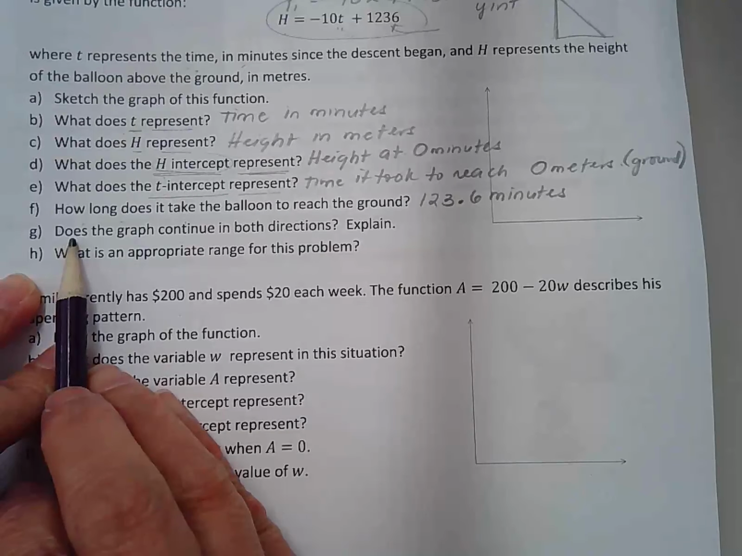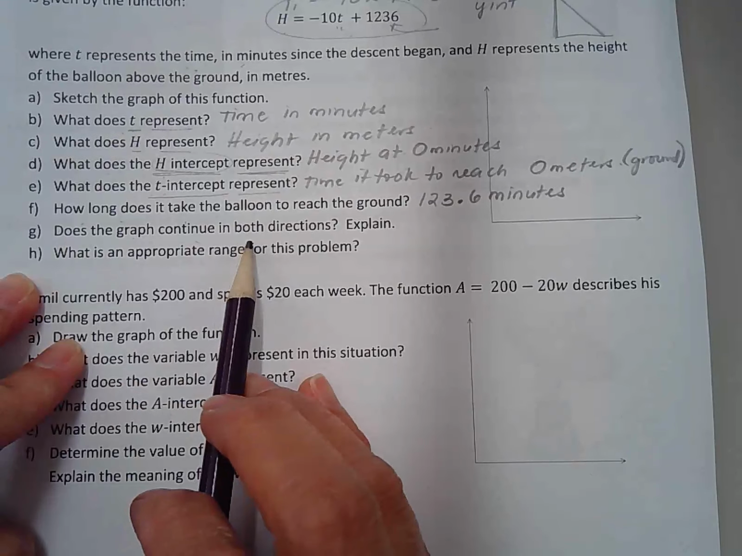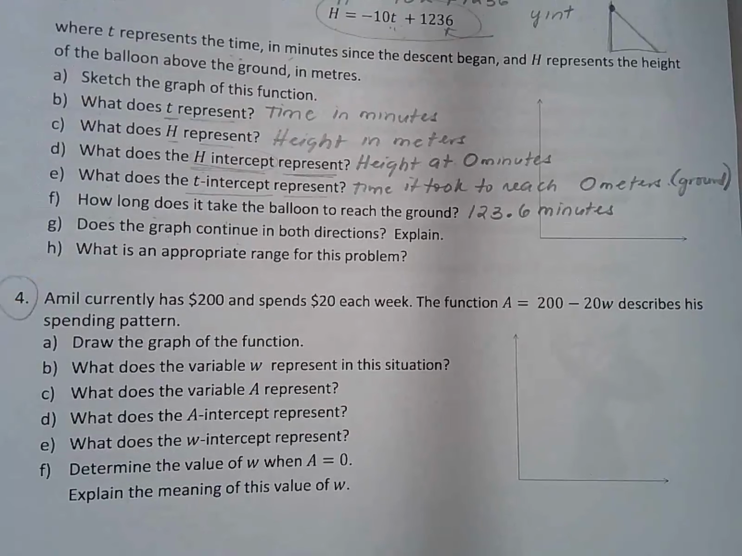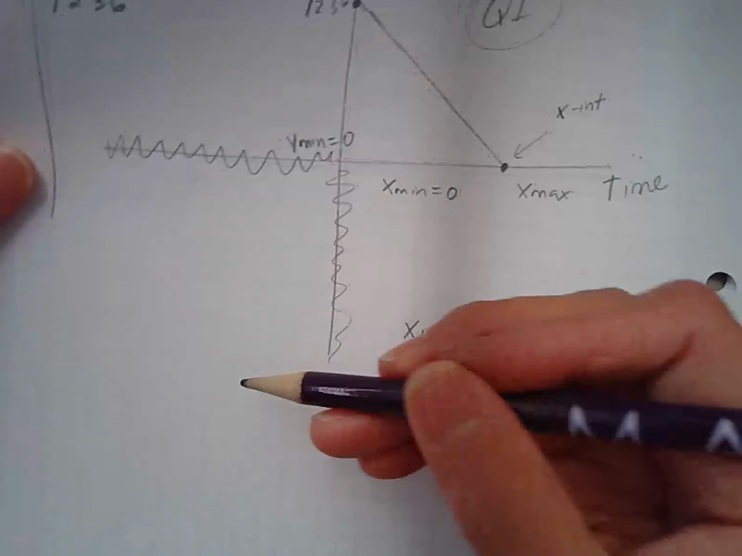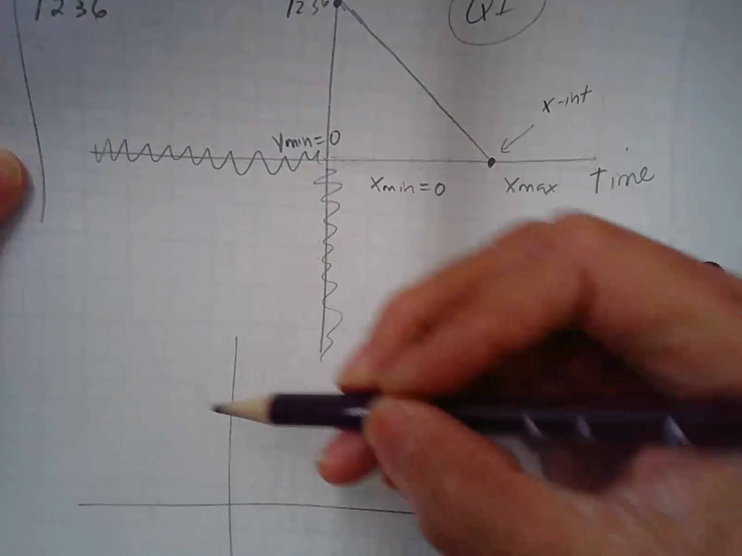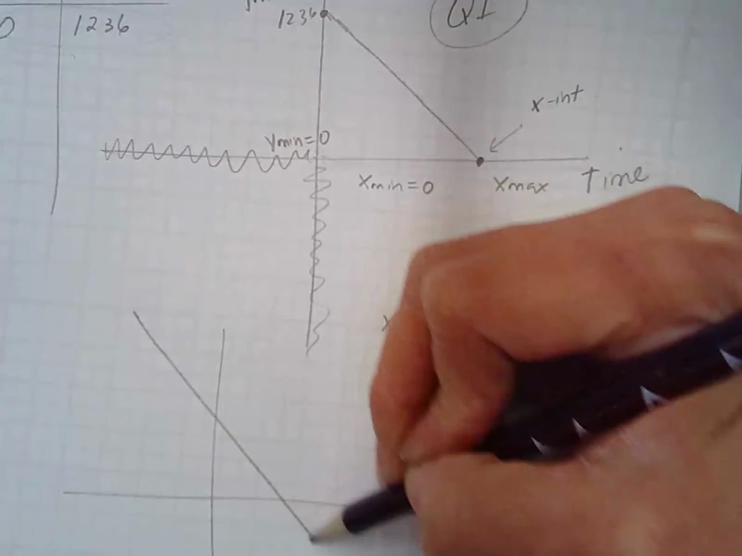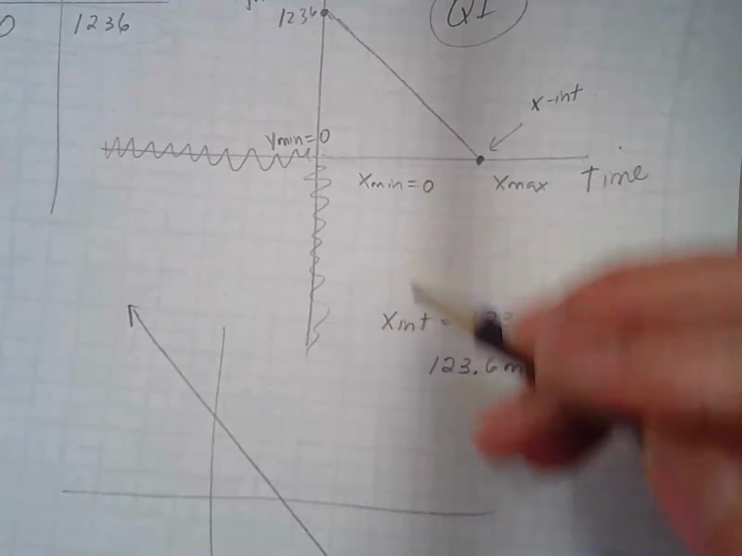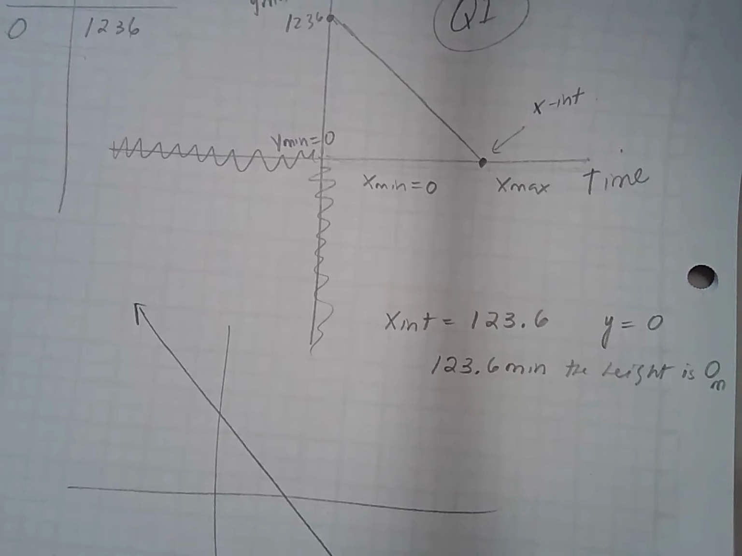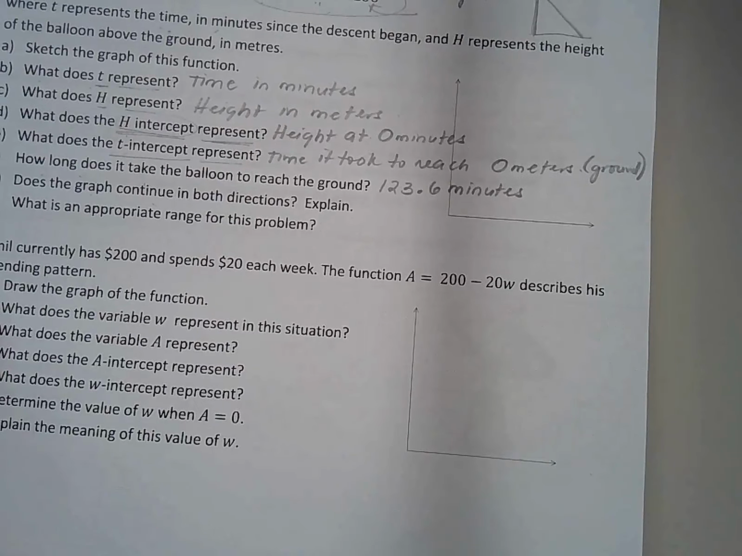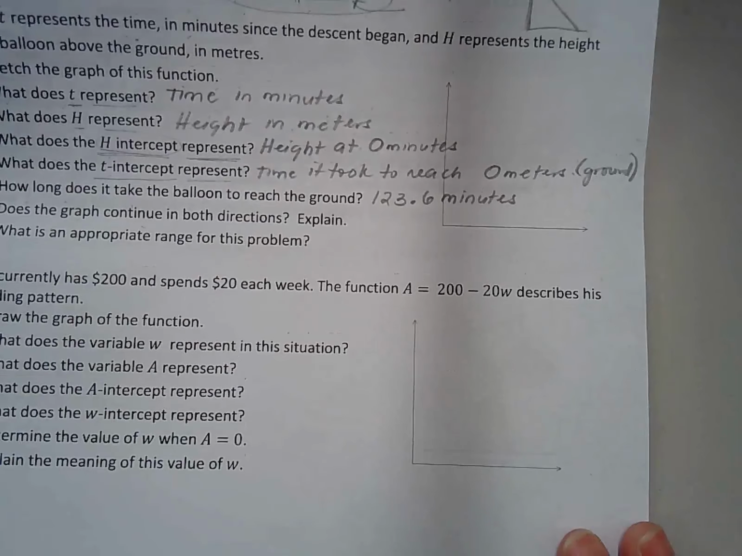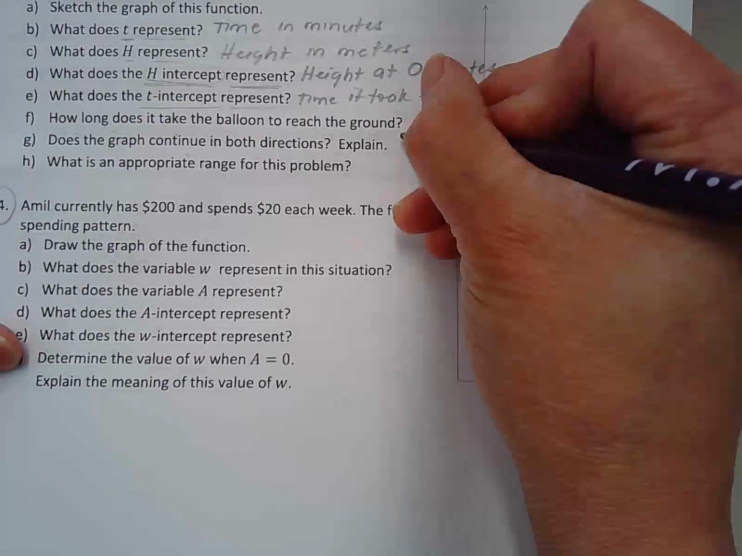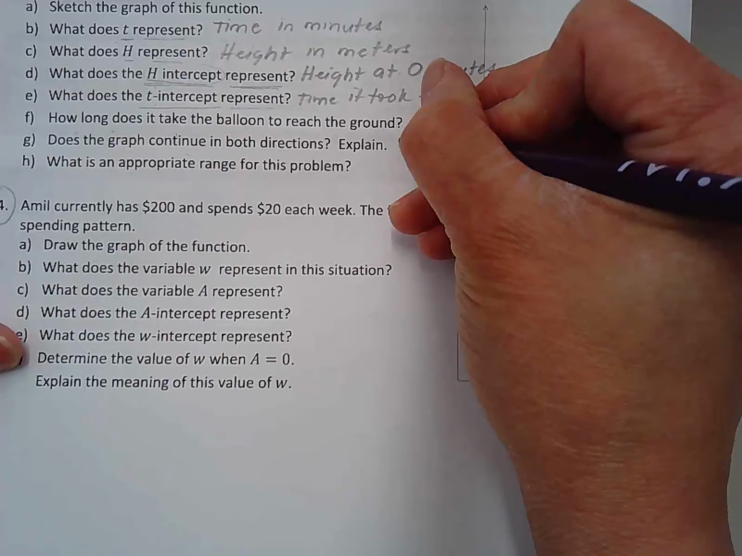Does the graph continue in both directions? We kind of answered this already. Can we graph it like this, continuing to the left and to the right, using quadrants? No, it's done. Why is it that it does not continue in both directions? The minute is finished and the ball has already landed on the ground.